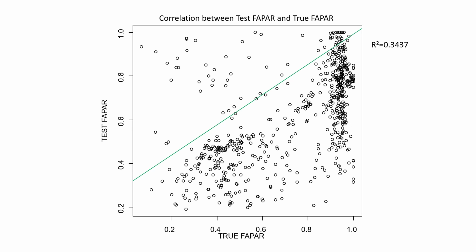The analysis I conducted was plotting my test FA-PAR against my true FA-PAR. If two-flux FA-PAR were reliable, you would expect there to be a high R-squared value showing correlation between the values. However, this is not the case, as R-squared is only 0.3437.